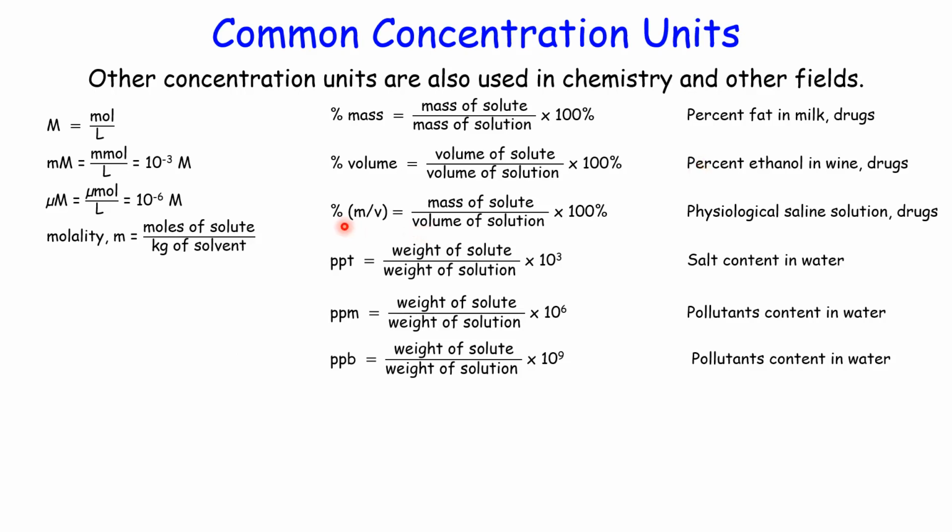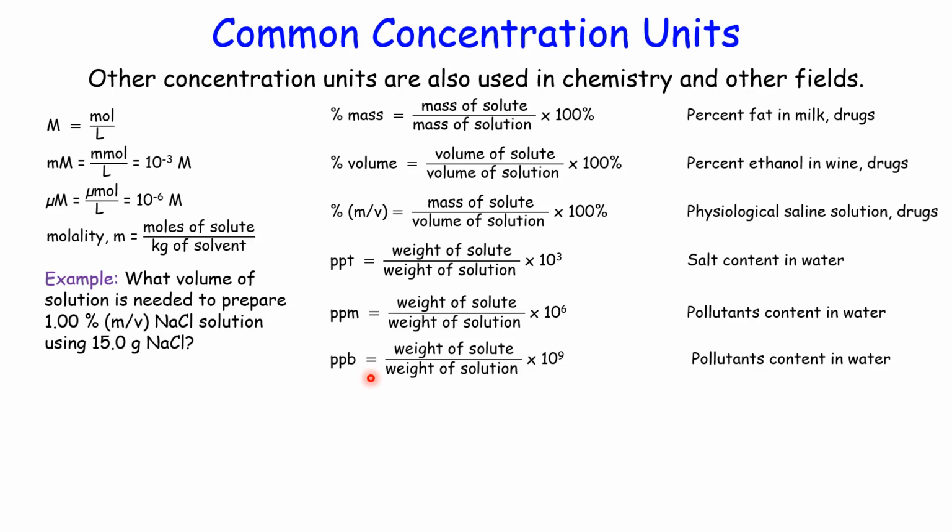Then we have a series of other concentration units. For example, percent m over V. That equals the mass of solute over the volume of solution times 100%. And as you can see in the pharmaceutical industry, so many drugs use the first 3 units. And in environmental analysis, we use ppt, ppm, ppb to describe the concentration of trace amounts of chemicals.